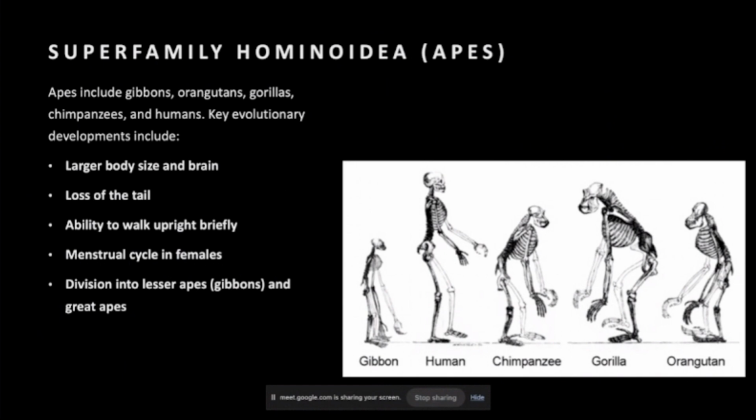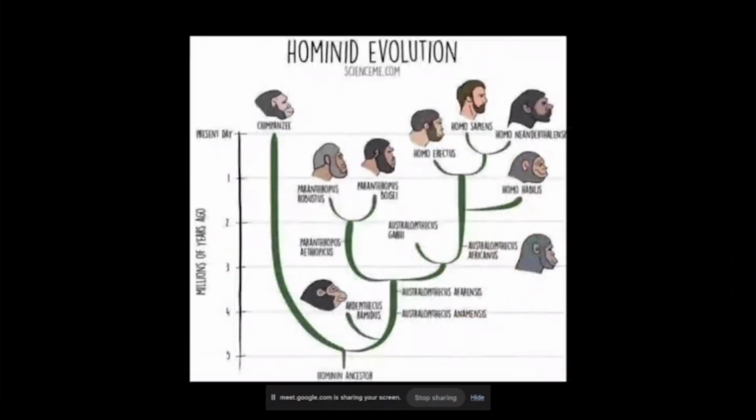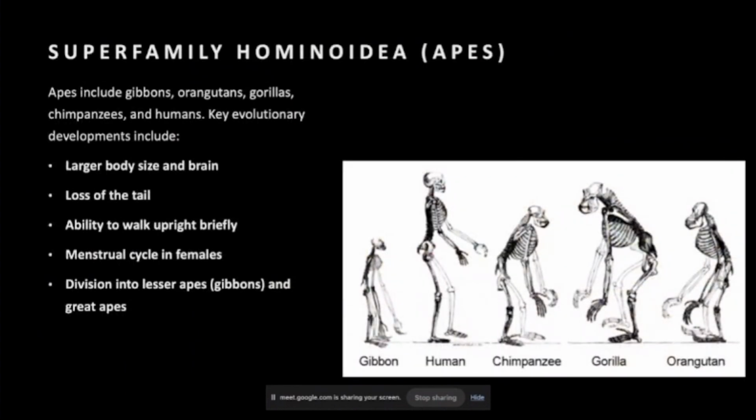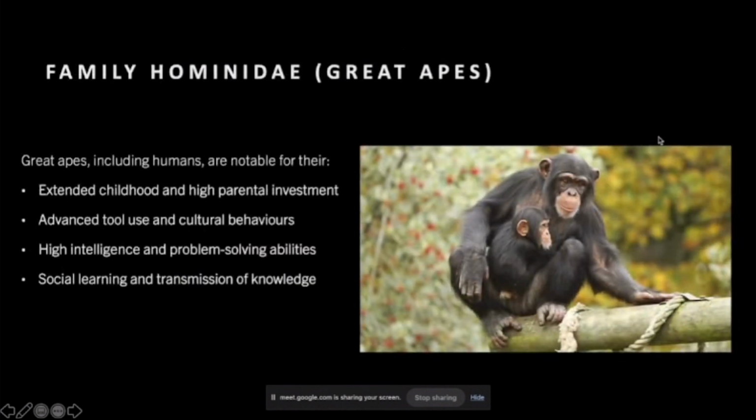Now, after the apes, actually, we have to talk about the evolution of the hominins. So the apes is the next group that we have to talk about. These apes include the gibbon, which is the smaller one, the orangutans, the gorillas, the chimpanzees, and of course the humans. So this is the superfamily Hominidae. They have a larger body size and brain. They eventually lost the tail. They have the ability to walk upright briefly. The menstrual cycle appeared within the apes, within the females, and there was a division between the gibbons and the greater apes.